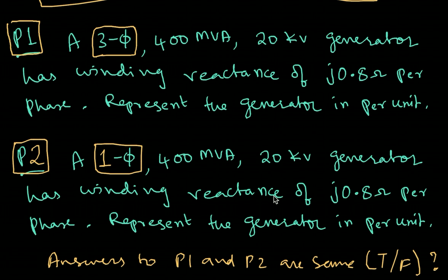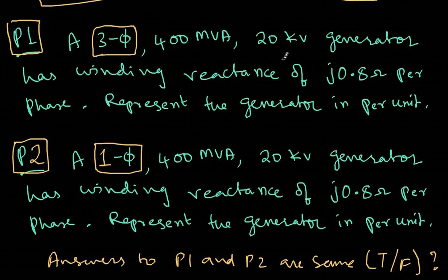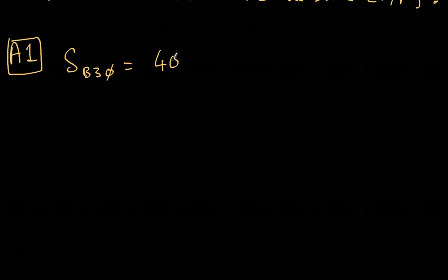So let me begin by solving the first problem. It's a three-phase system. Therefore, 400 MVA would be the base, that is a three-phase base, and 20 kV would be the line-to-line voltage. So, solution for the first problem: S base three-phase will be 400 megavolt amperes. Similarly, V base line to line would be 20 kilovolts.